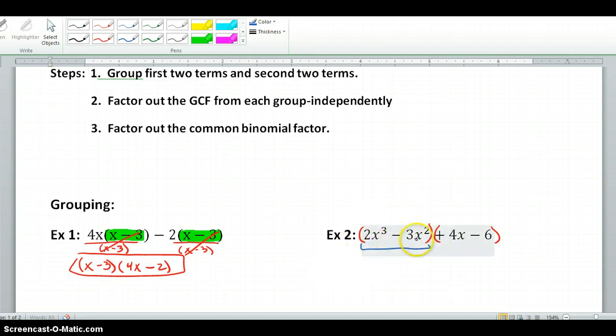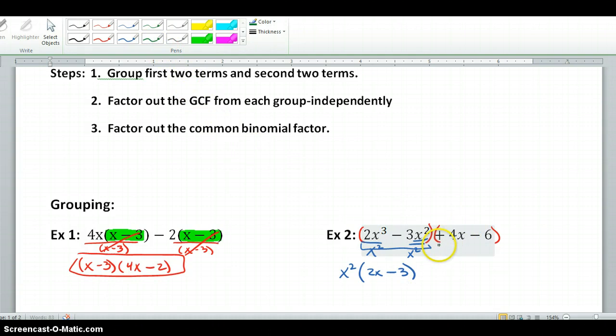What is the greatest common factor between these two terms? Well, 2 and 3 do not have a common factor. But if you look, I have x to the third and x squared. Which one do we take, the highest or lowest exponent? Well, we tend to take the lowest exponent. So we're going to factor out an x squared. When I divide each of these terms by x squared, what do I have left over here? 2x. What do I have left over here? Minus 3.